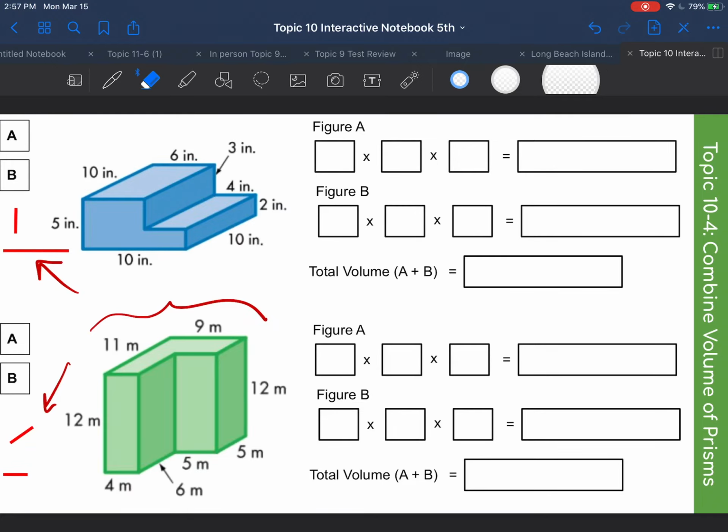It's kind of tricky to see. But I want you to give these a try. All right, so give those a try. Doesn't matter which way you split it, and then label figure A and figure B. Find the volume of each one, and then add it together at the end and see what you get. All right, so give that a go for homework.